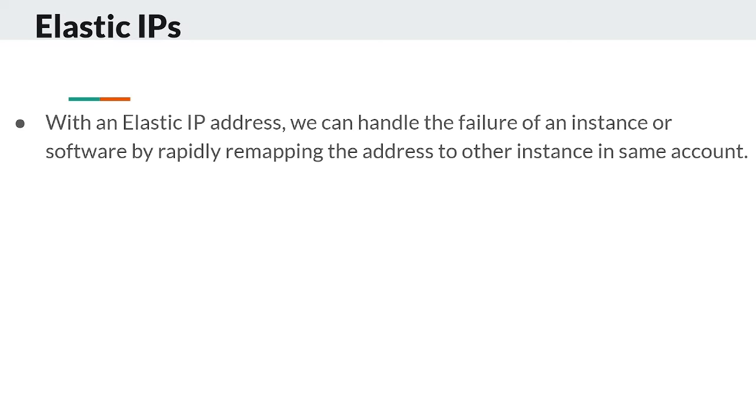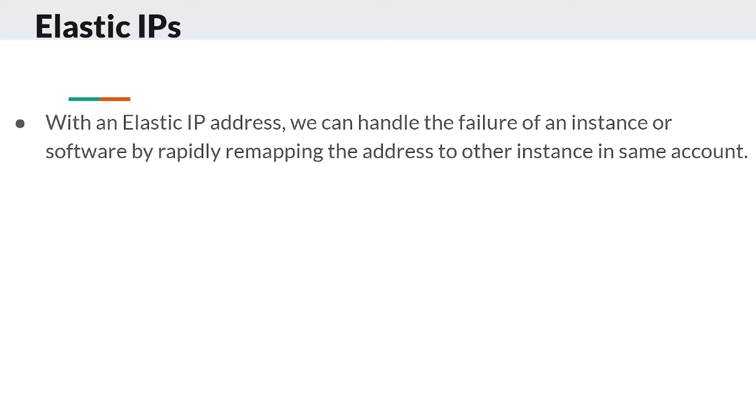Next is how this can help. With an elastic IP address, we can handle the failure of an instance or software by rapidly remapping the address to another instance in the same account. Suppose you have two instances and you are working on one, and somehow it fails. That failure of an instance can cause trouble, so to handle that, the elastic IP address helps us a lot.